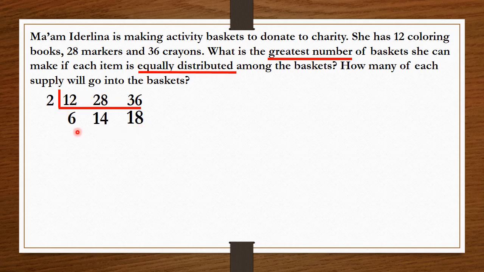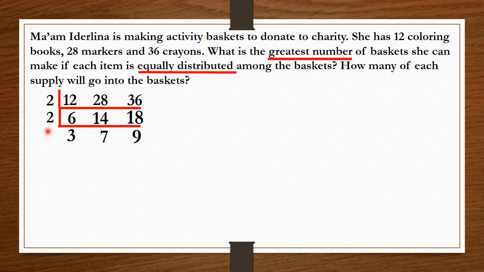So, 6, 14, and 18 is still divisible by 2. 6 divided by 2, we have 3. 14 divided by 2, we have 7. 18 divided by 2, we have 9. So, yung 3, 7, at 9 ay wala ng common factor na mas mataas sa 1. So, let us stop here.